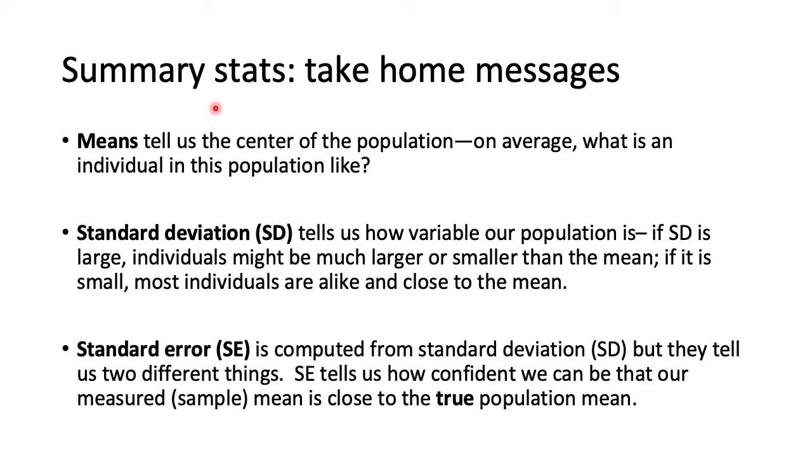The take-home message for each is that the mean tells us the center of the population, the average. So what is an individual of this population like? The standard deviation tells us how variable our population is. If the standard deviation is large, individuals might be larger or smaller than the mean. If it is small, most of the individuals are alike and closer to the mean. The standard error is computed from the standard deviation, but they tell us 2 different things. SE tells us how confident we can be that our measured sample mean is close to a true population.